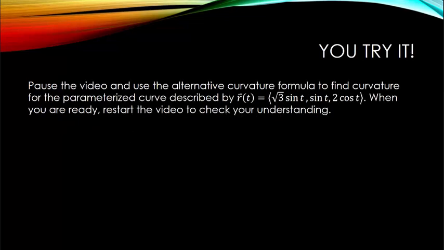Now you get to try it. Pause the video and use the alternative curvature formula to find the curvature for the parameterized curve described by the vector r of t with the components square root of 3 sine t, and 2 cosine t. When you are ready, restart the video to check your understanding.